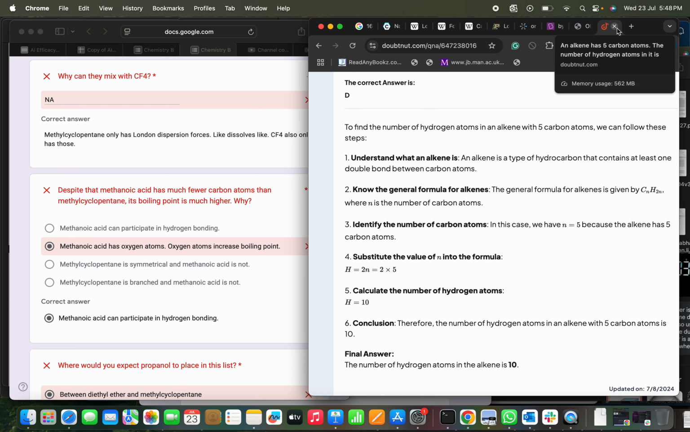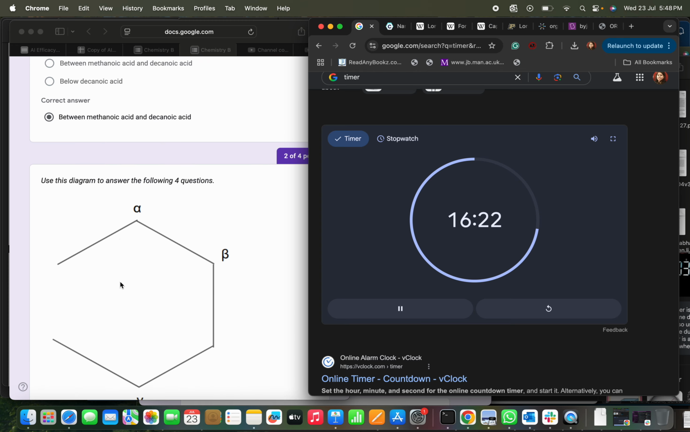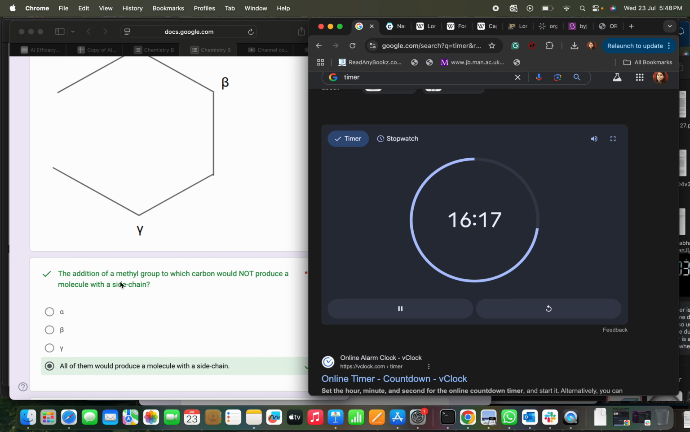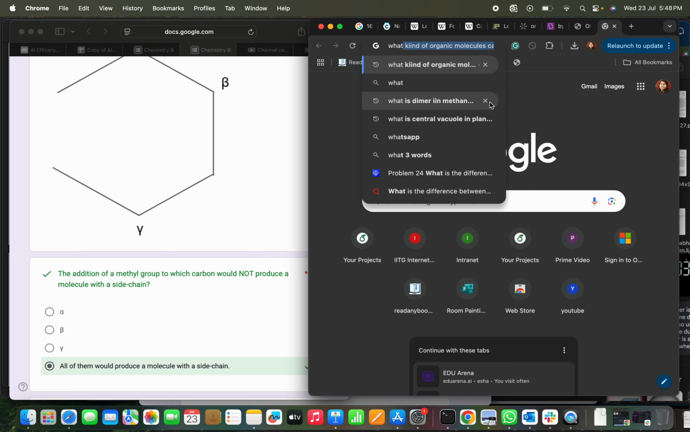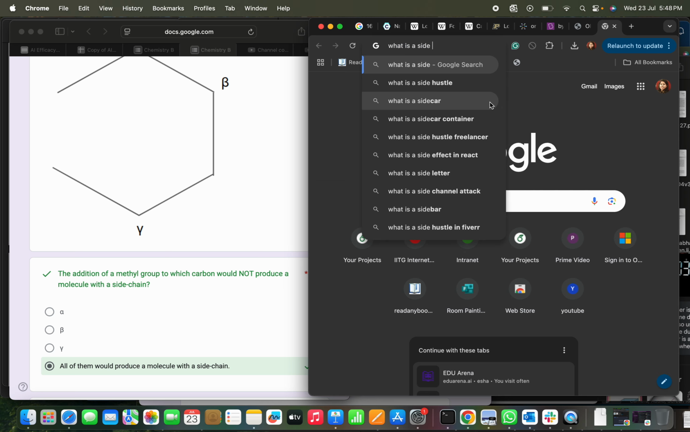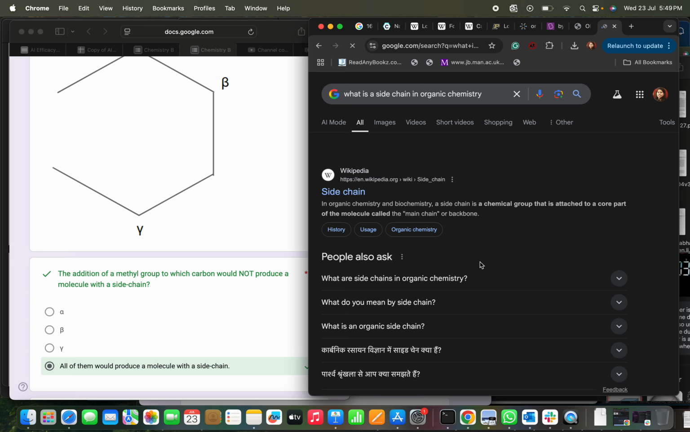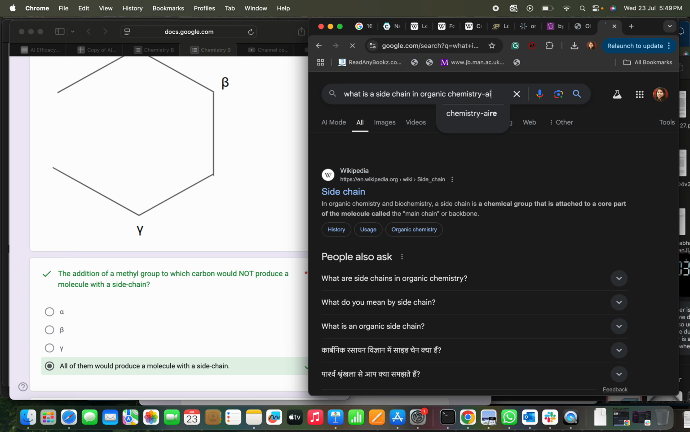Alright. Go back. I've lost my timer. So I have 16 minutes left. Let's look at what this side chain is. I never understood what is a side chain in organic chemistry. Sorry, this is wrong again.